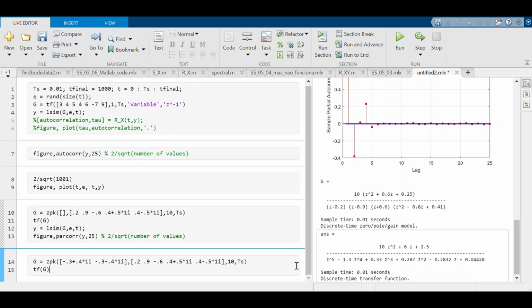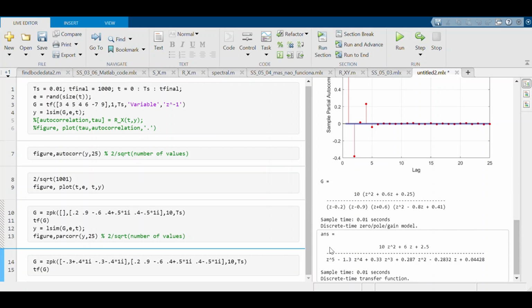Now let us see how we can use the autocorrelation coefficient and the partial autocorrelation coefficient to find models for data that does not correspond to a plant which is just a moving average or just an autoregressive model. I have here a transfer function with 2 zeros and 5 poles. This is the transfer function.